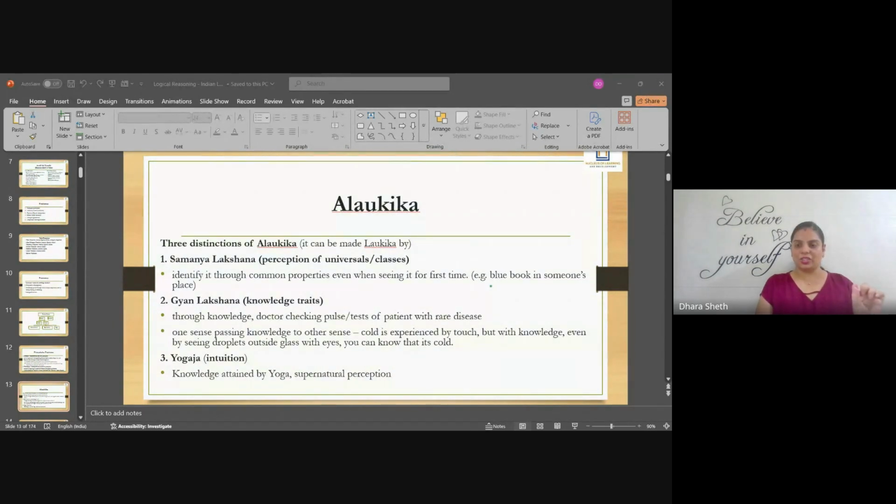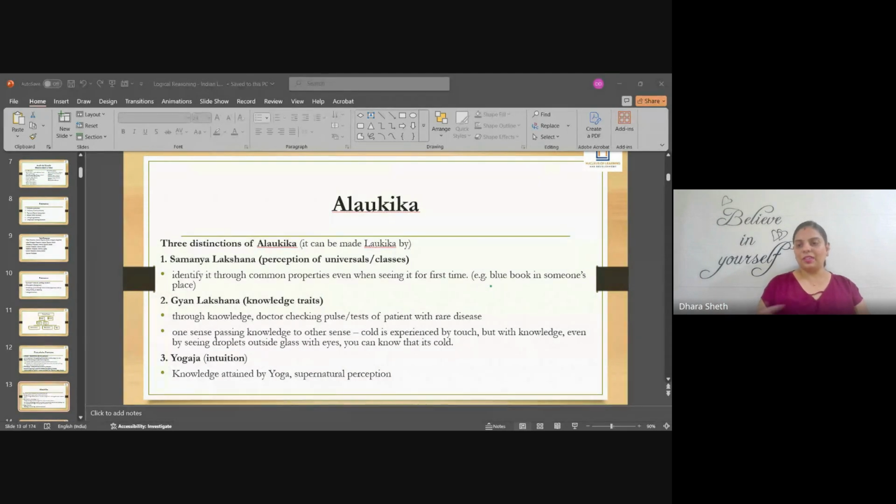That is Gyan Lakshan. Samanya Lakshan is when you have an idea of how the things might look. Gyan Lakshan is when you have knowledge, a knowledge where you can transfer almost from one sense to another sense, deep knowledge. And Yogaj is knowledge attained by yoga or supernatural perception.